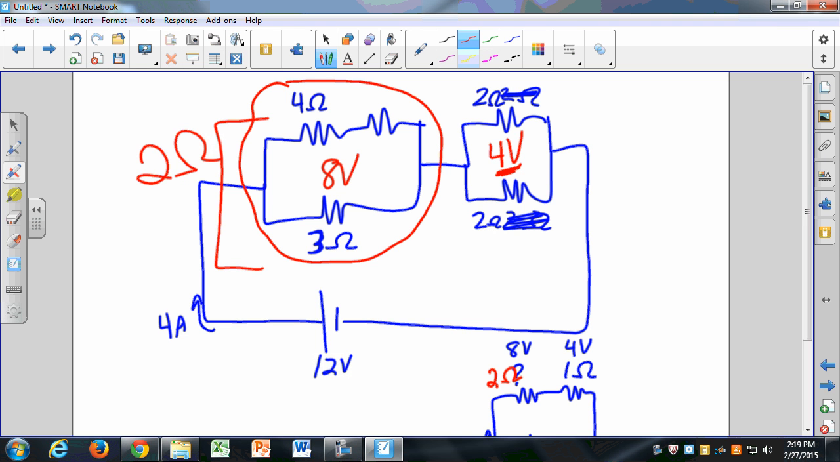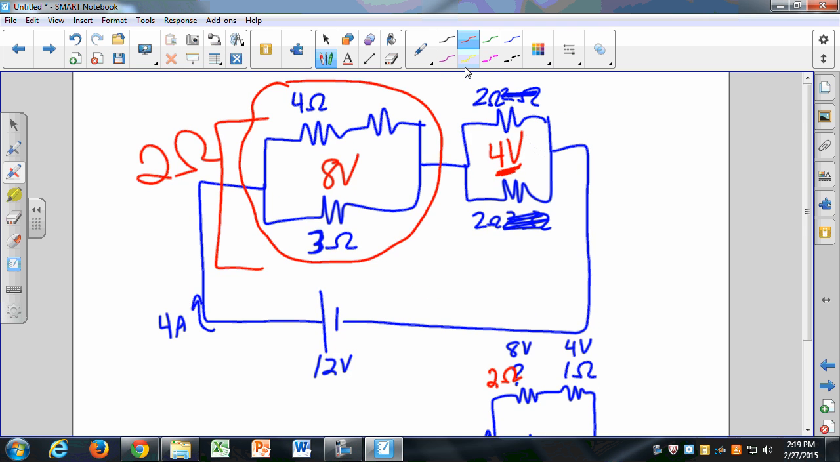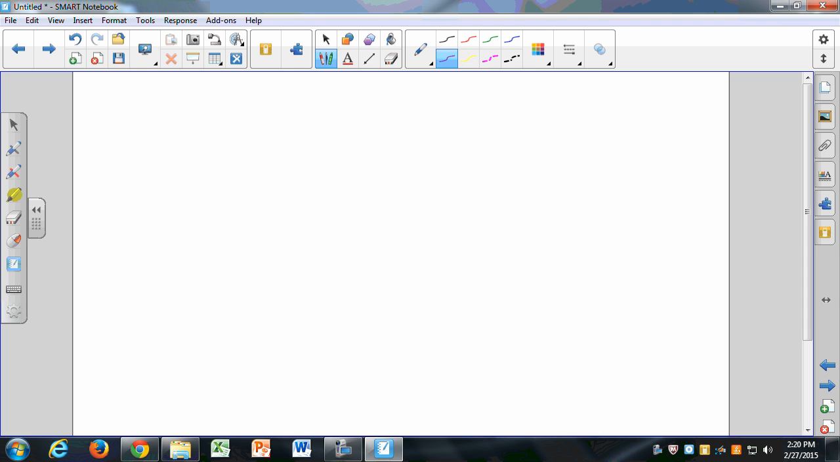So I know that this whole thing has to be 2 ohms, and a 6 ohm and a 3 ohm together in parallel will give me a 2 ohm. That means that this one has to be 2 ohms, because 4 plus 2 equals 6. All right? We'll do another. Yeah, let me recap those rules first, just to remind you.